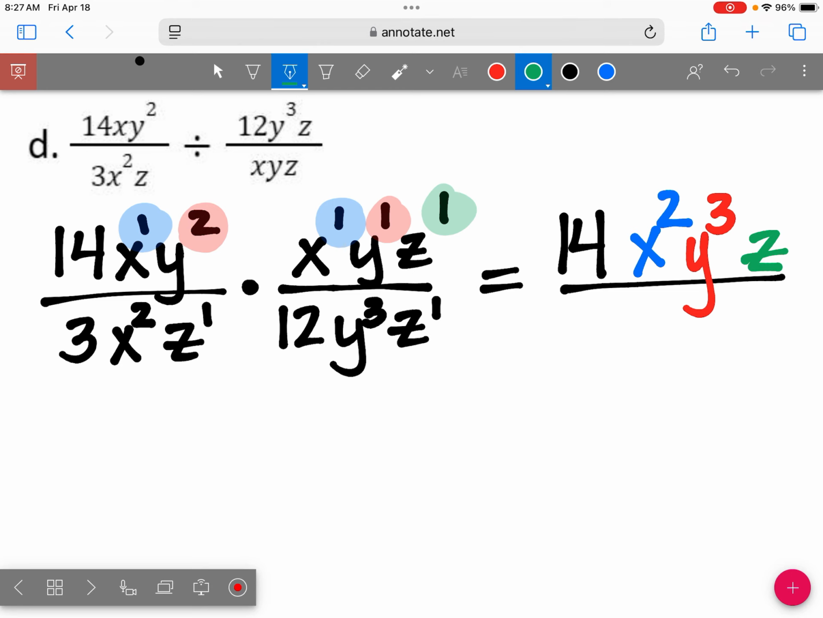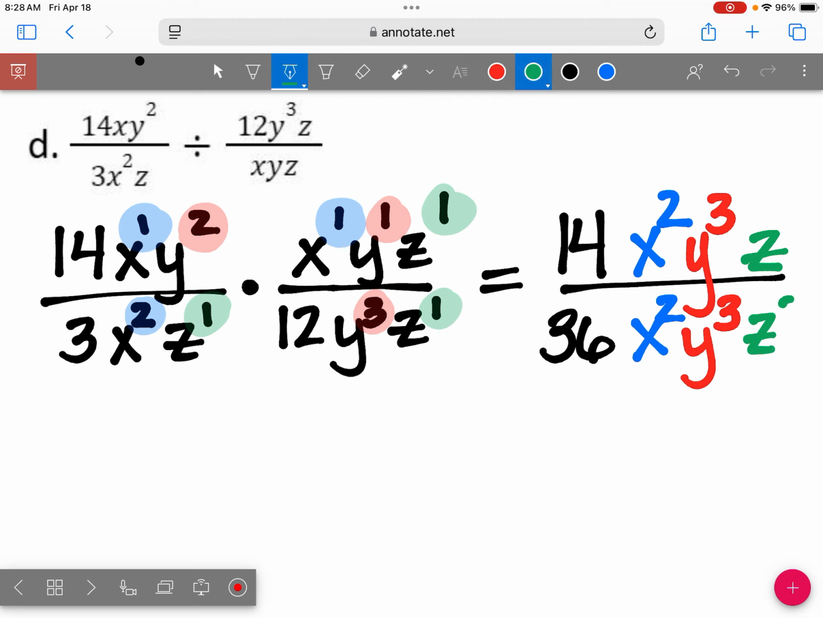All right, now let's look at our denominator. I have 3 times 12. 3 times 12 is 36. And then when I look at my x's, I only have 2. So there will be 2 downstairs. And when I look at my y's, there's only 3 on the second one. So that's the only 3 that would be downstairs. And when I look at my z's, I have 1 and 1, which is 2. So that would be here.